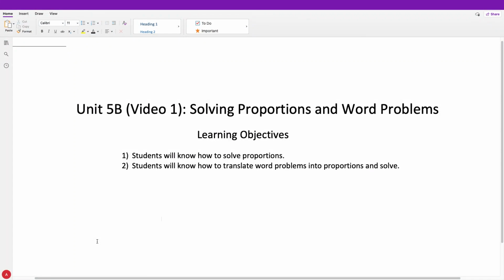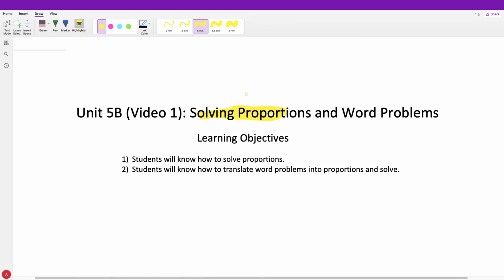All right, so we're now moving on to the next part of this unit, and that's going to be section 5b. And we're going to be focusing on solving proportions, but also now you're going to be given some word problems, and you're going to have to create your proportion and then solve.